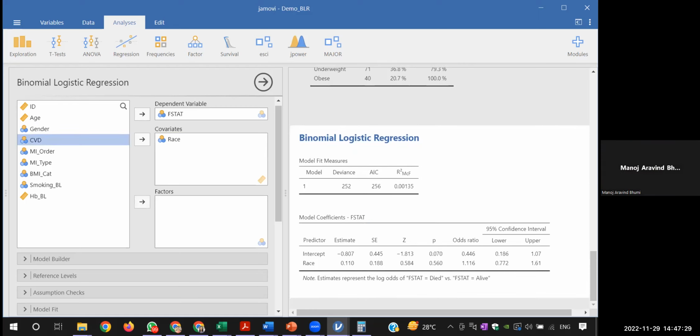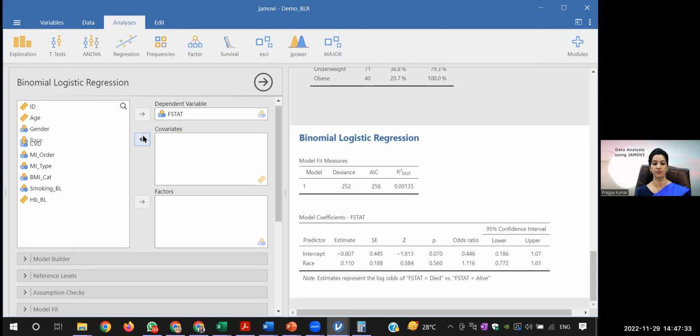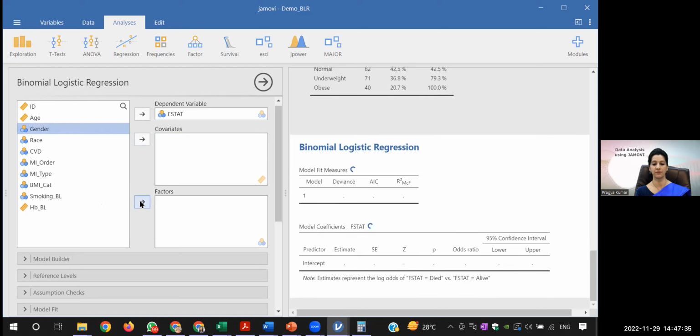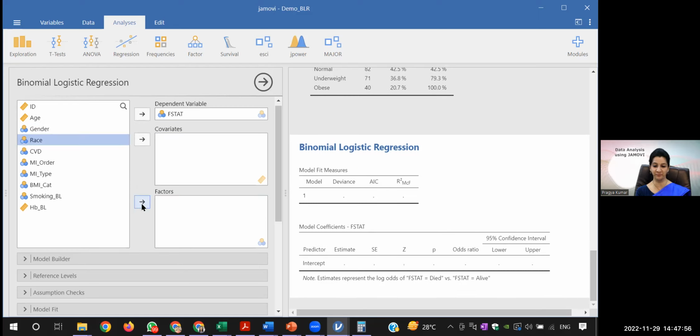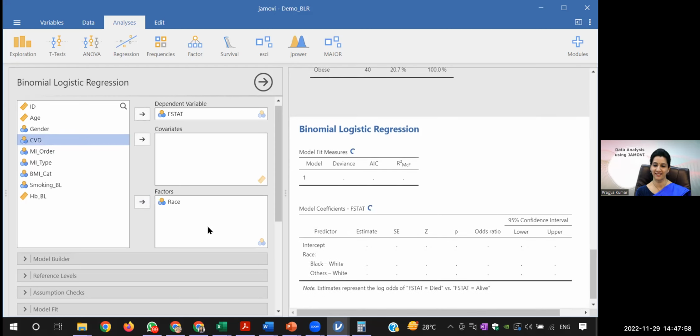Madam, gender and race should be put in factors. Oh, I'm sorry. Yes, thank you. That's why it has taken it as continuous. Even if you put that here, it will take it as continuous 0 and 1. So you can see here, although the p-value is the same, the odds ratio is 1.95. Thank you. And then race in factors.